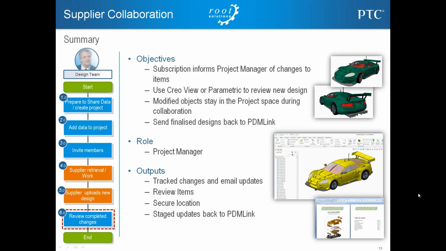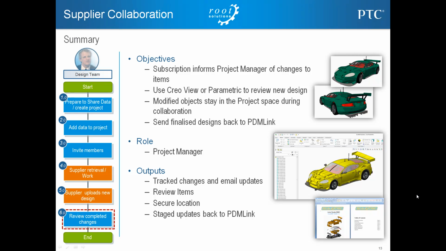Step 6 is the last step in this process, and it's where we review the completed design changes. So for this, we're going to revert to the role of Mike Jones, the project manager, and we're going to check our inbox and see that the subscription that we did earlier has notified us that there's been some changes to the data that we put inside the project. To review this, we could use Creo View or Creo Parametric and check out the changes which have taken place.